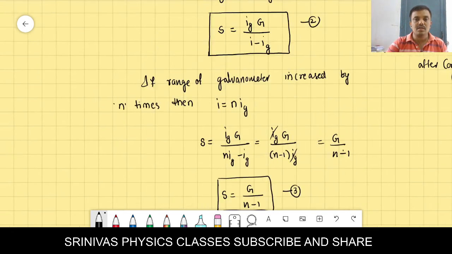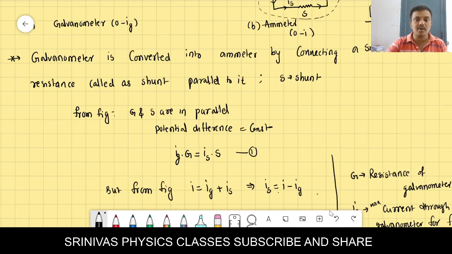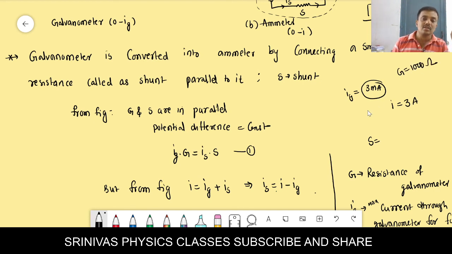What will they ask in the exam? For example, you want to increase the range of a galvanometer. In the beginning, the galvanometer measures only 3 milliamperes. In order to convert this into an ammeter which measures 3 amperes, how much shunt resistance do you have to connect? That is our question. And the galvanometer resistance they will give as 1000.